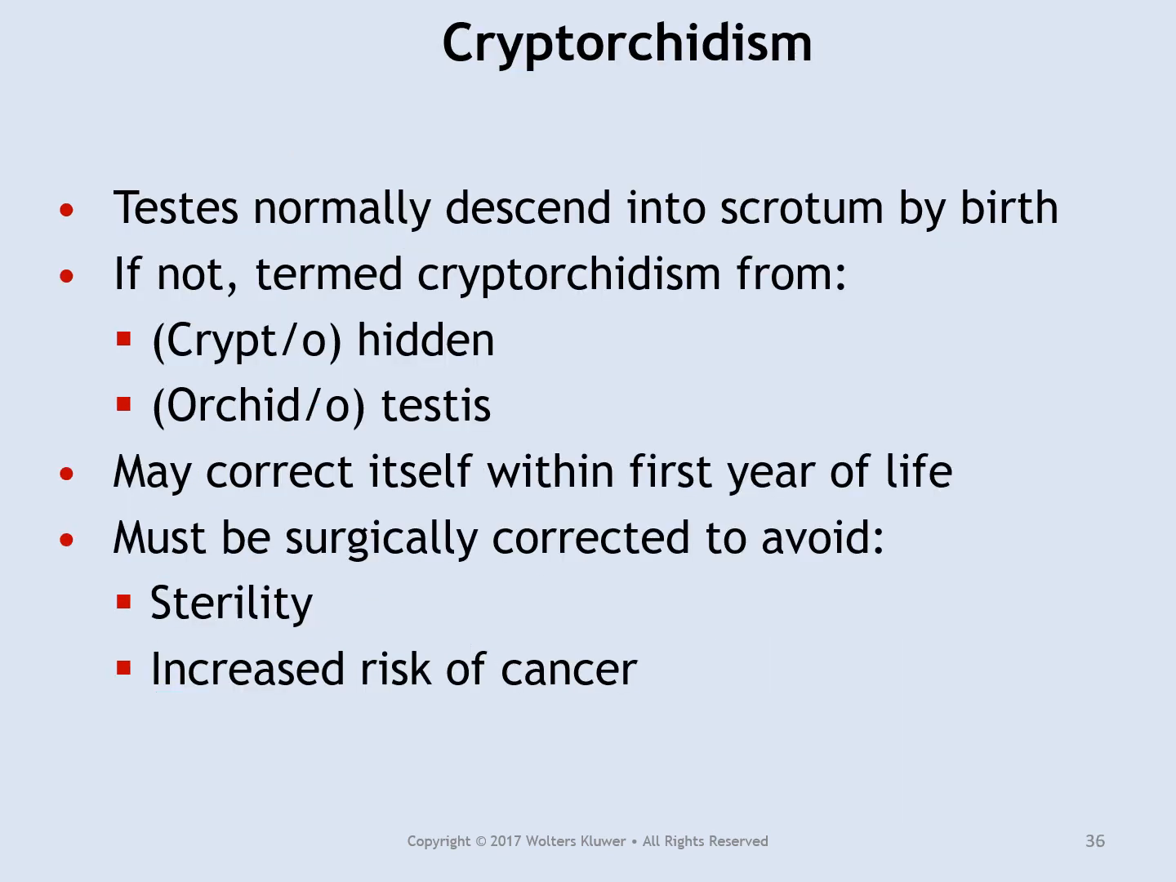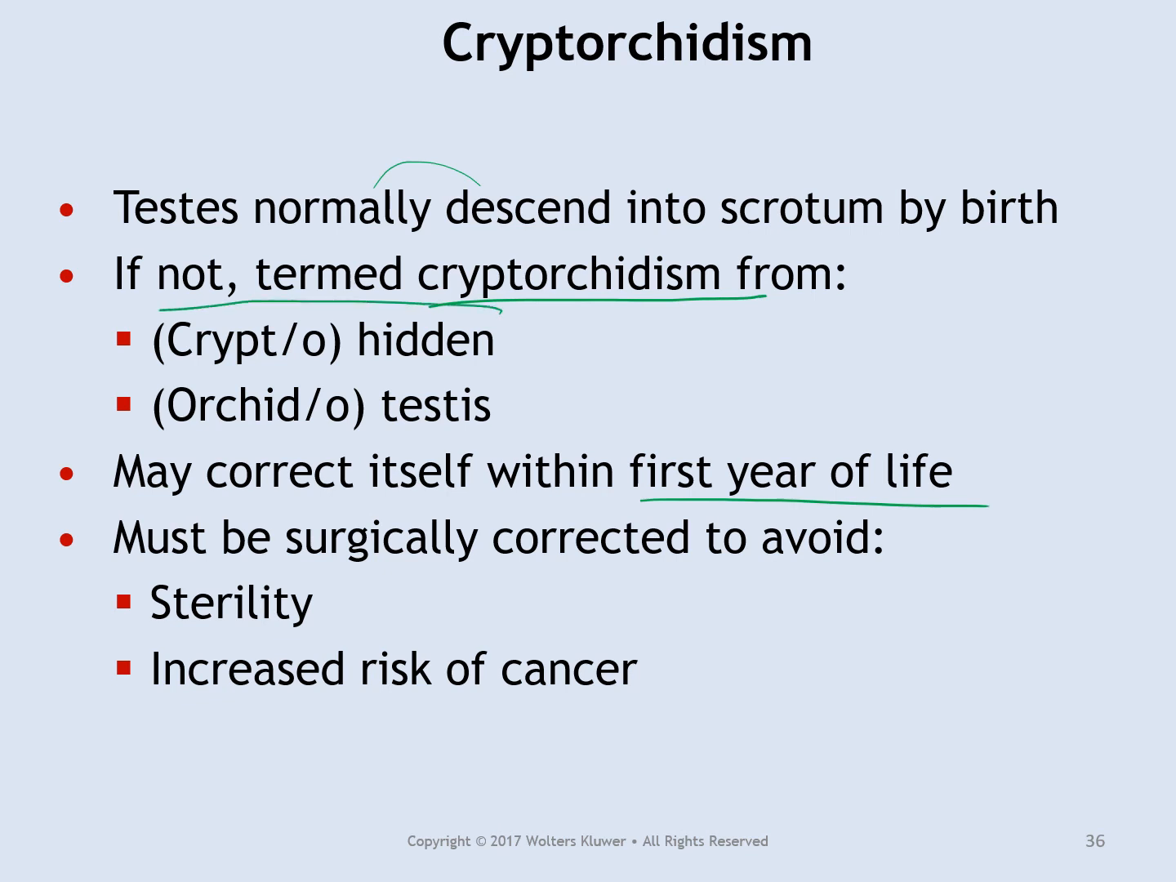So what is cryptorchidism? The testes should normally be in the scrotum by birth. The testes develop up in the abdomen, kind of near the kidneys. And then as a baby is developing in utero, the testes descend down into the scrotum by means of a little muscle called the gubernaculum that sort of pulls them down into the scrotum. If the testes are not down in the scrotum by birth, often that will correct itself within the first year of life. The testes will descend down into the scrotum. If not, then we have cryptorchidism.